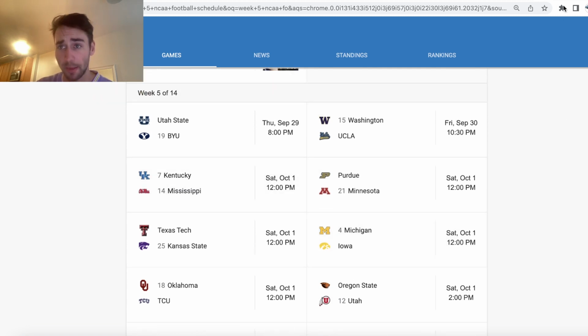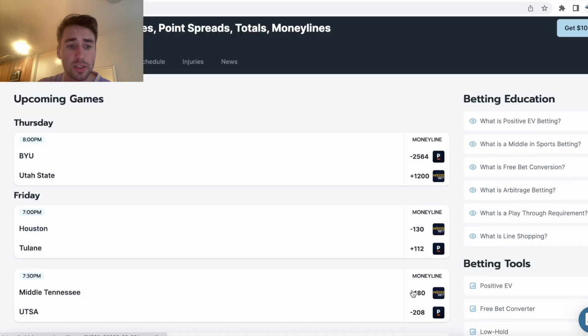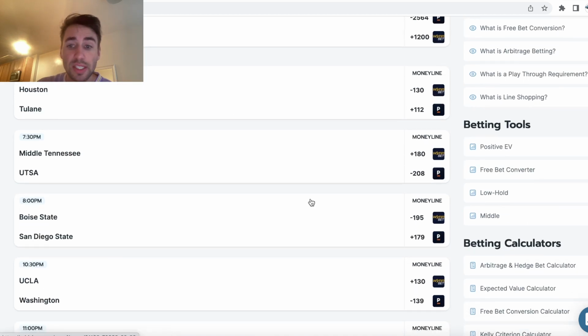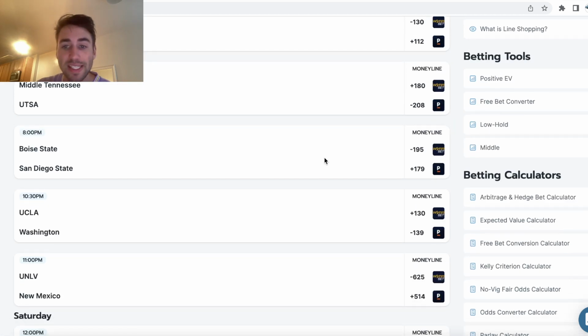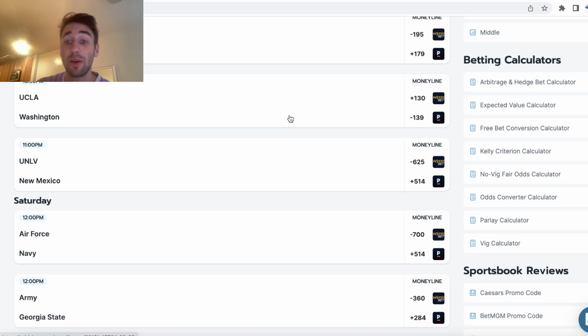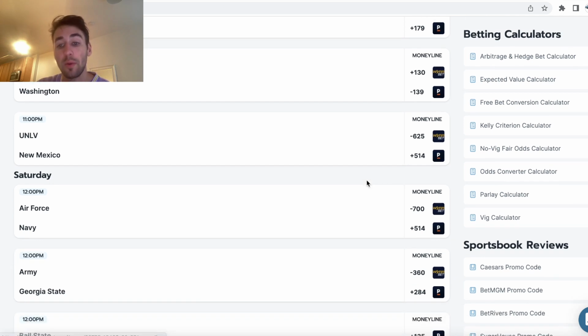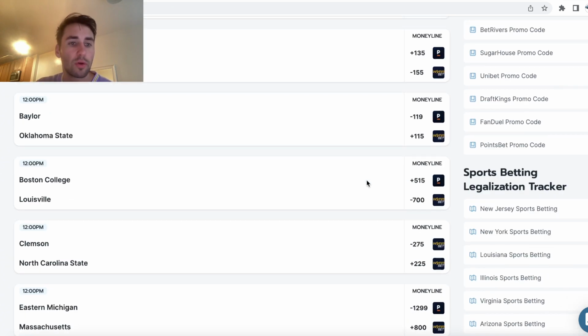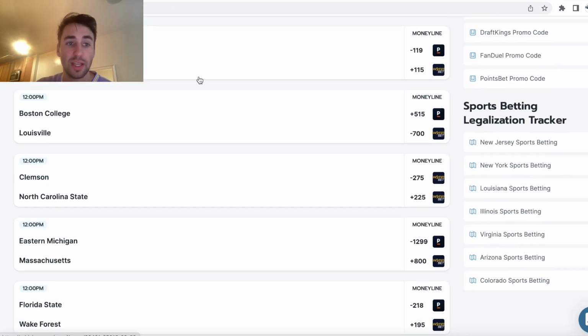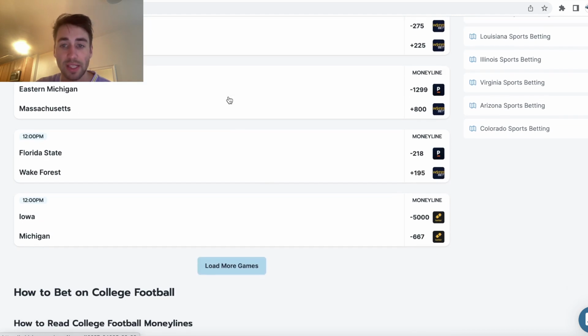Kentucky Mississippi. So you can see sportsbooks are starting to post odds. Houston Tulane should be a good game. Boise State San Diego, UCLA Washington should be incredible. You can see UCLA is actually a slight dog in this game. We had them last week, minus 20 on the point spread. No big deal, it cashed. And we're going to go through kind of the best betting opportunities. Baylor, Oklahoma State bookmakers are pricing as a very close game as well.